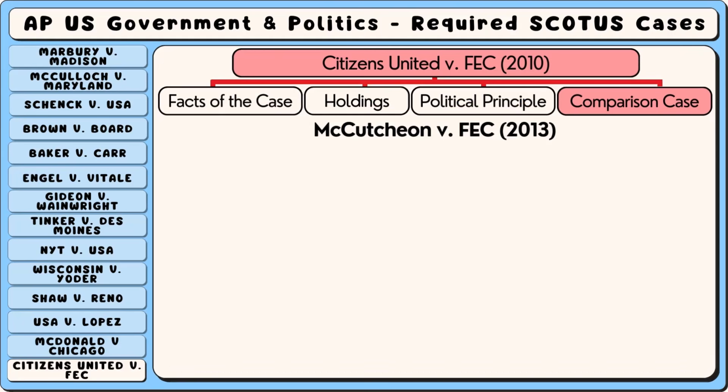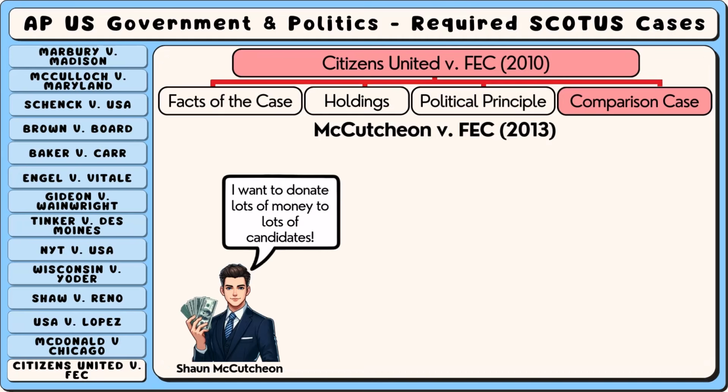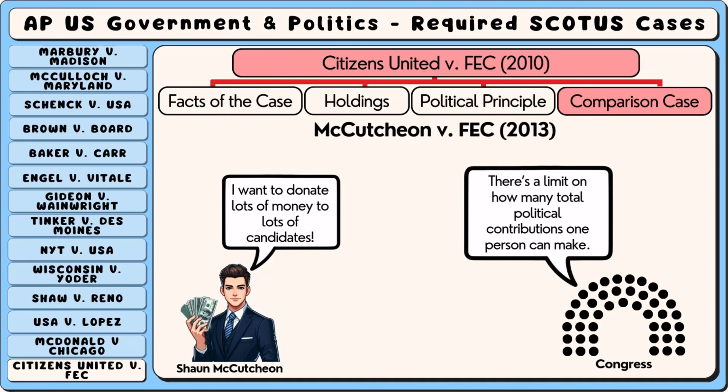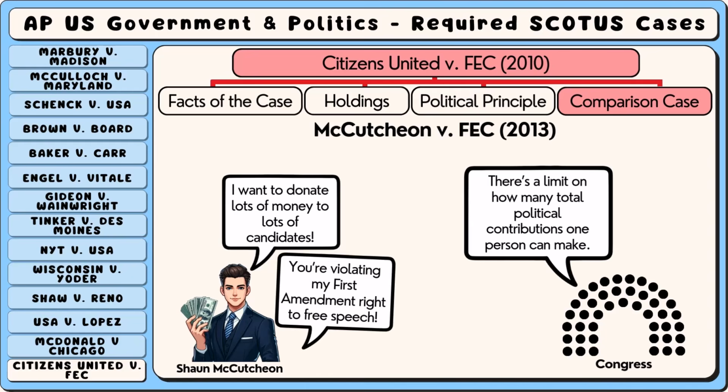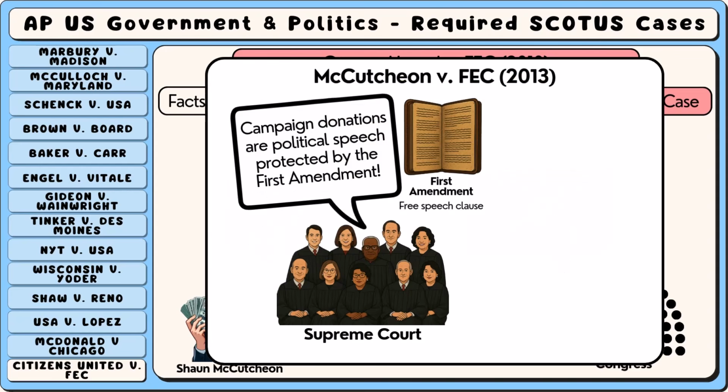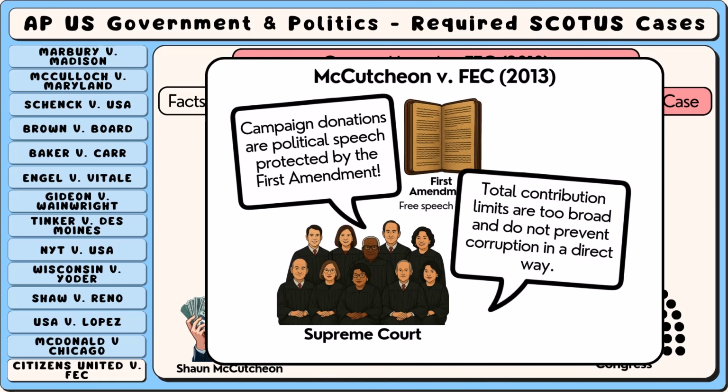In McCutcheon versus Federal Election Commission, a man named Sean McCutcheon wanted to donate money to more political candidates than federal rules allowed. The law placed a limit on how many total contributions one person could make across all candidates and political committees. McCutcheon argued that these limits violated the First Amendment by restricting his ability to support the candidates he believed in. The Supreme Court agreed that this was a First Amendment matter.